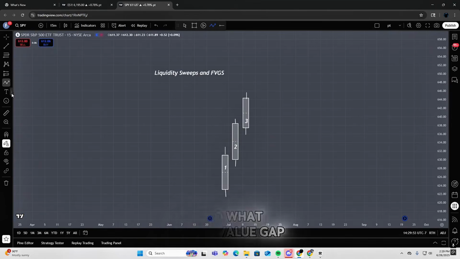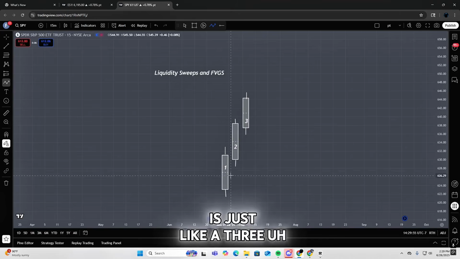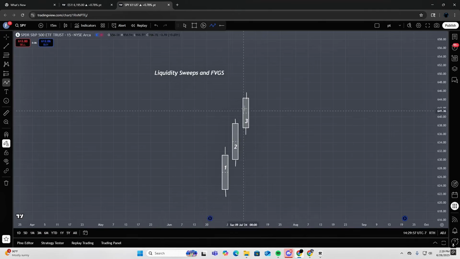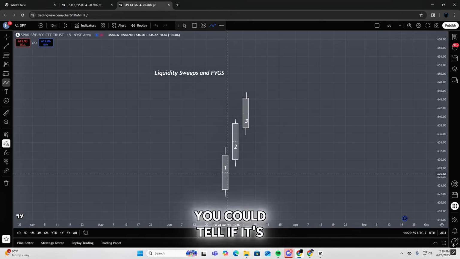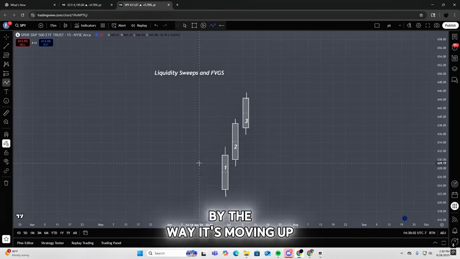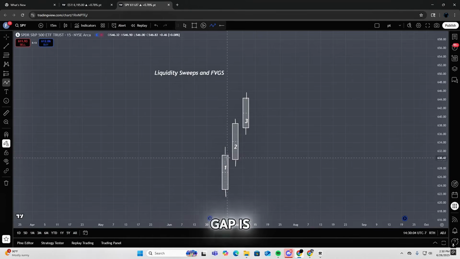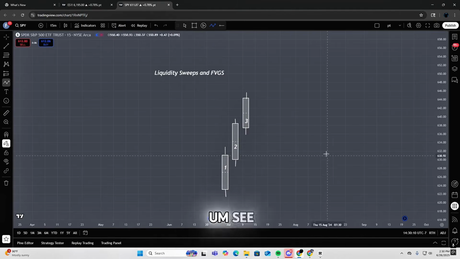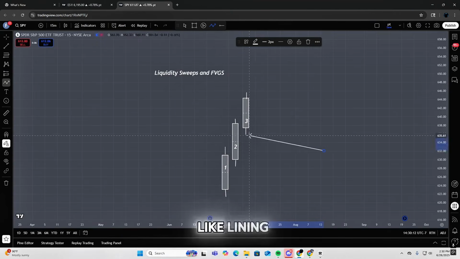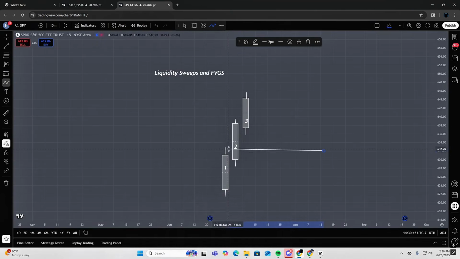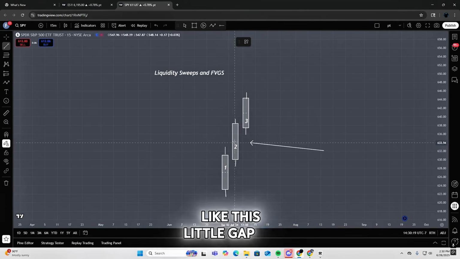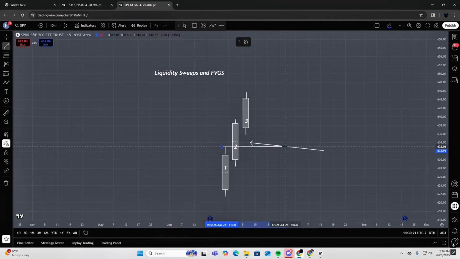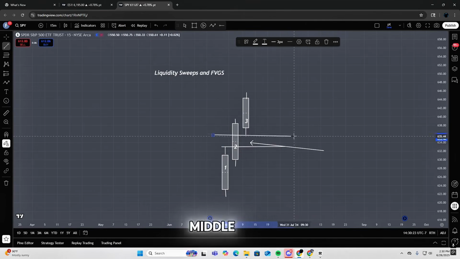And what a fair value gap basically is, is a three candle formation. It doesn't really matter what color the candles are. You can tell if it's going up or down just by the way it's moving. So what a fair value gap is, is basically the top wick of the first candle right here and the bottom wick of this third candle right here. See how you don't see these wicks crossing within each other on the second body? This forms a little gap on the body of the second candle in the middle.